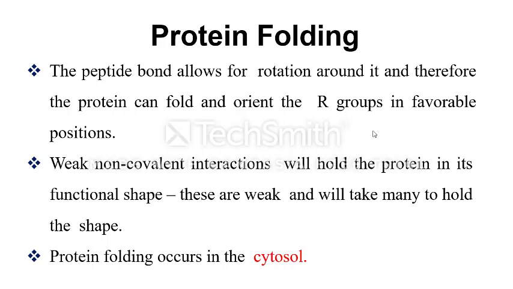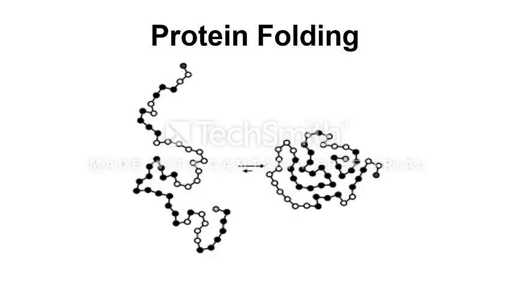the steric hindrance. The weak non-covalent interactions will hold the protein in its functional shape. These are weak and will take many to hold the shape. So there are a number of weak forces, because when they are in large number, they become strong. So that is the reason these are many in number. The protein folding occurs in the cytosol. Here you see the primary structure of proteins, how they become the folded form. To hold this folded form, there are a number of interactions.